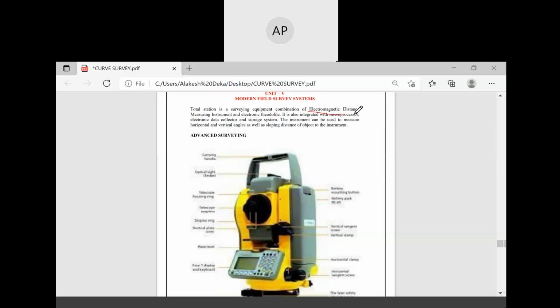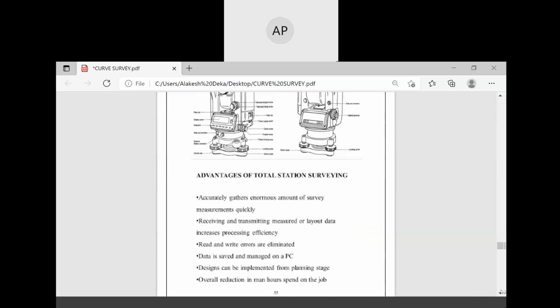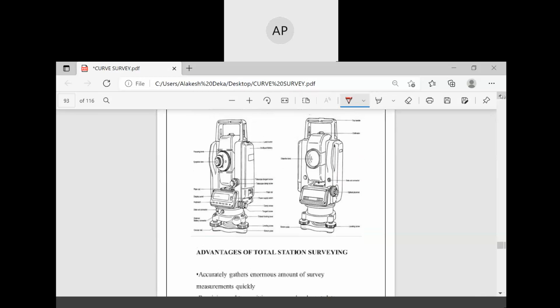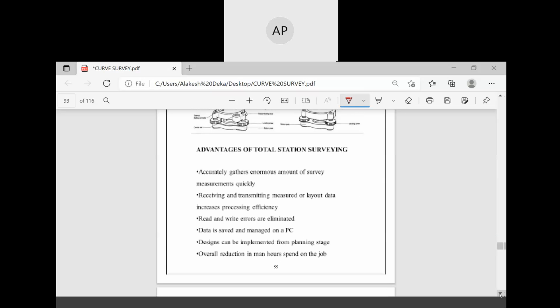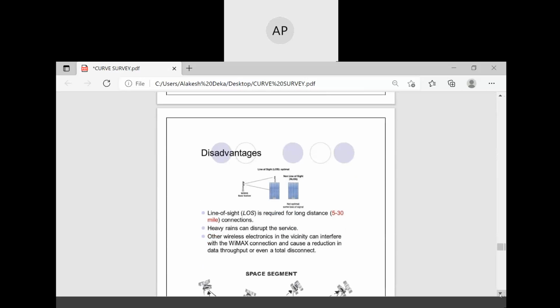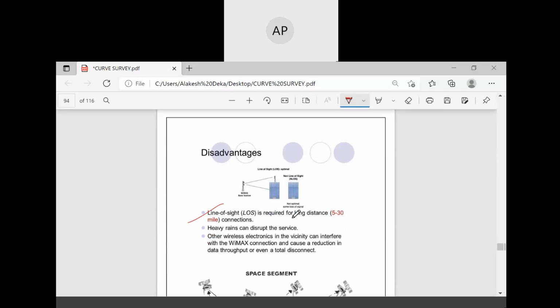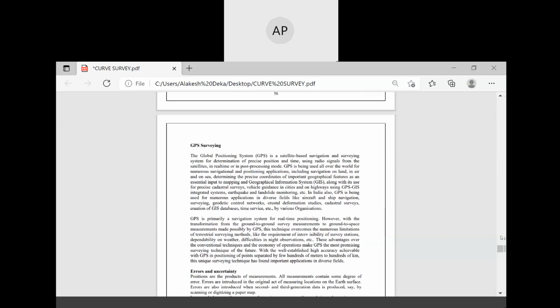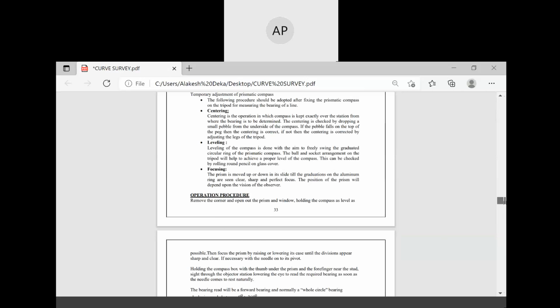A modern electromagnetic distance measuring instrument is the total station. In our survey lab, we have a total station. What is a total station? It is accurate and eliminates common errors of survey. Disadvantages: line of sight is required for long distances, heavy rain can disrupt the service, and other wireless electronics may produce disturbance. GPS surveying, these things will be discussed by our HOD sir.